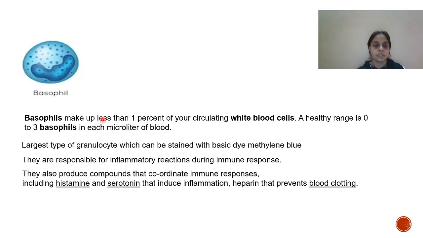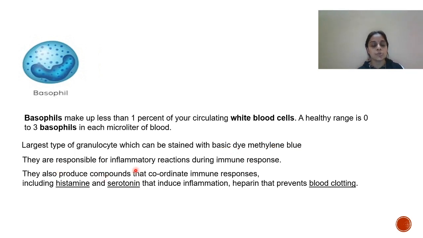Coming to basophils. They make up less than 1% of your circulating WBC. A healthy range is around 0 to 5 basophils in each microliter of blood. It's the largest type of granulocyte, which can be stained with the basic dye called methylene blue.